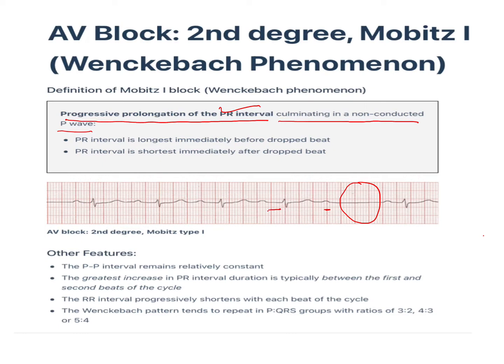If we see, this is the PR interval, this is the PR interval. This PR interval will be the longest before the drop beat, and the PR interval is shortest immediately after the drop beat. This is the drop beat, there is no beat, and the PR interval after it will be the shortest. So the PR interval will be longest before the drop beat and shortest after the drop beat.